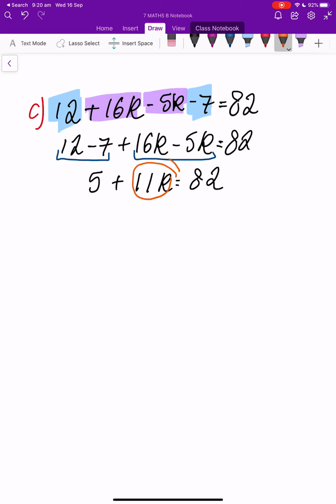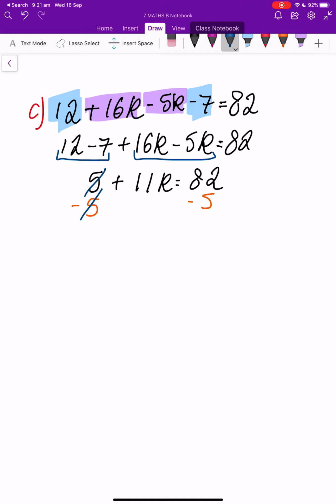So this is our inside layer, this is our outside layer. It's going to take 2 steps to get that k by itself. Okay, so let's subtract 5 from both sides. And the reason it's subtracting, because this is technically like a positive 5, okay? So we're going to take away 5 from both sides. Cross out our 5 there.